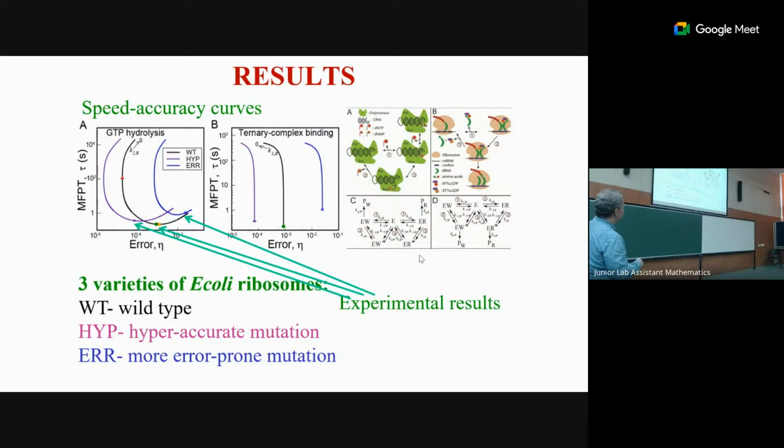One of the mutants is the hyper accurate mutant. This is the purple here, and the blue one is error prone. So there is a mutant of E. coli bacteria where it can reach a better precision. That's what this hyper accurate mutation is, and the other is more error prone.